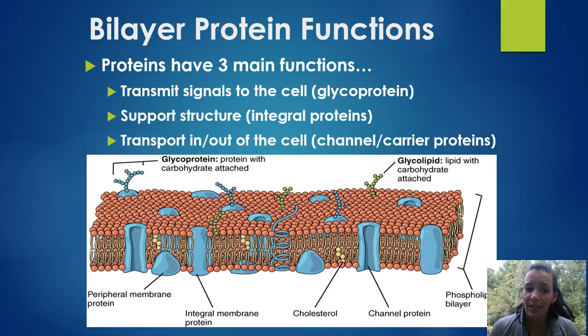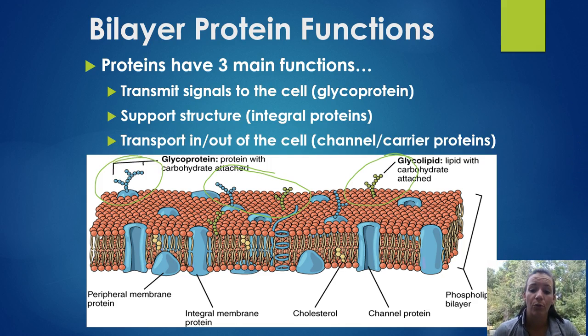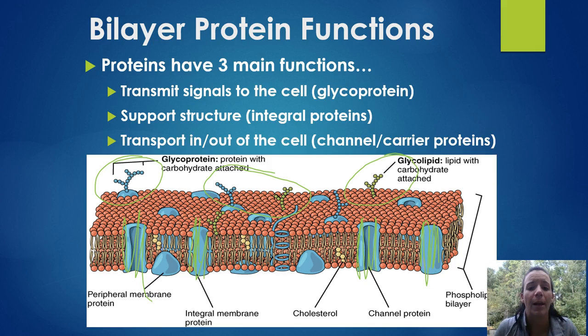So the proteins have some functions, and it depends on the protein which depends on the function. So the glycoproteins are for transmitting signals. So if you see here, they're attached like little antennas on the top of the cell membrane. So this helps to get cell signals from other cells. They also support the structure. So the integral proteins that go all the way through, they're helping keep that structure of the cell membrane because they are going all the way through from top to bottom.